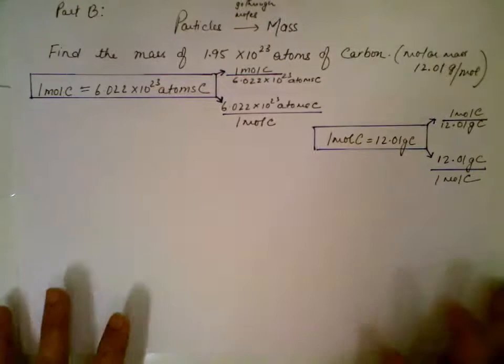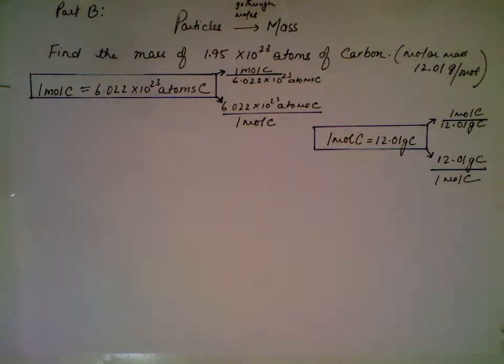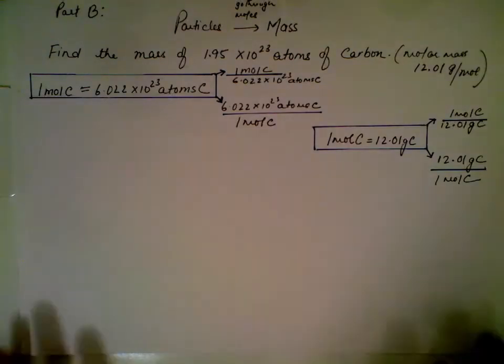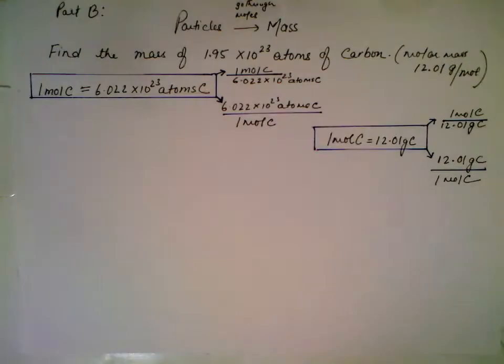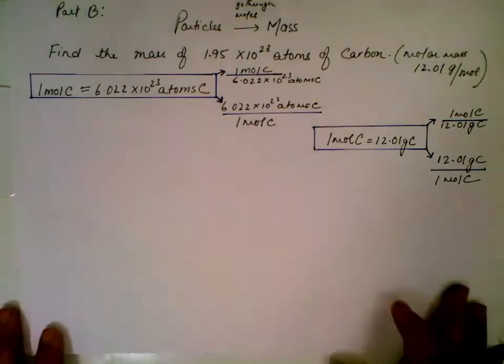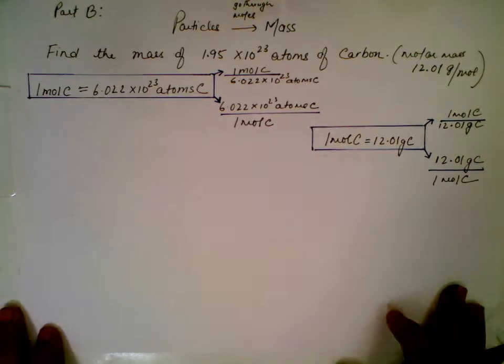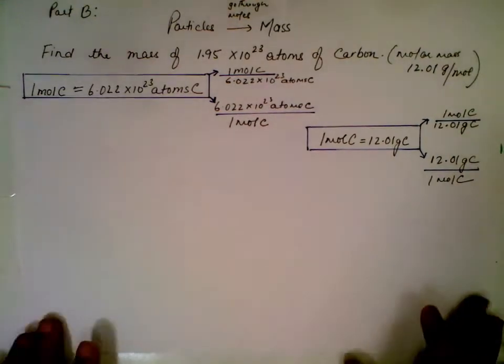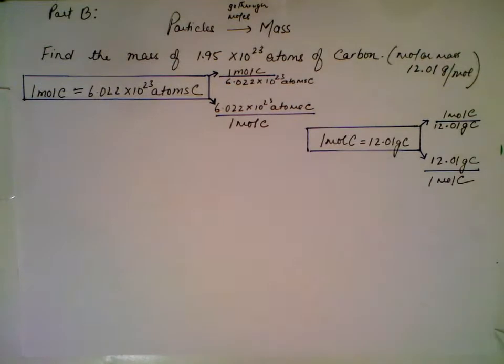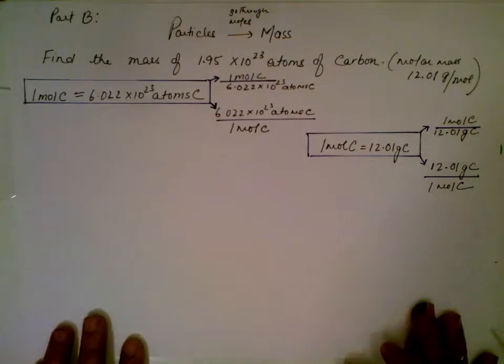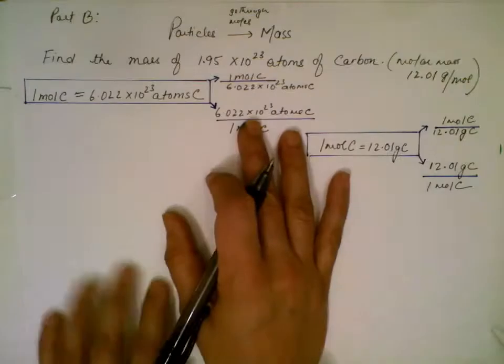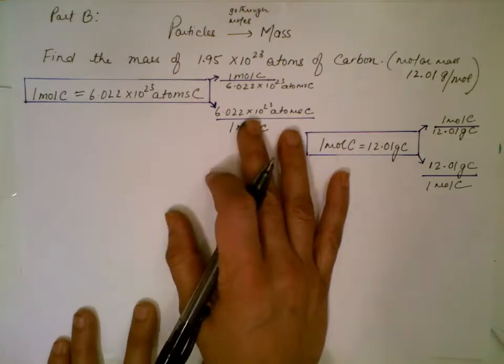All right, let's go to the next problem. In this problem, we are going from particles to mass, but again, we can't go directly, so we have to go through moles. Find the mass of 1.95 times 10 to power 23 atoms of carbon. So here you have to find the mass. Again, we can't find the mass directly. Okay, we have to go through moles.